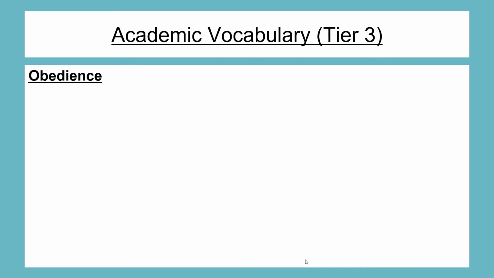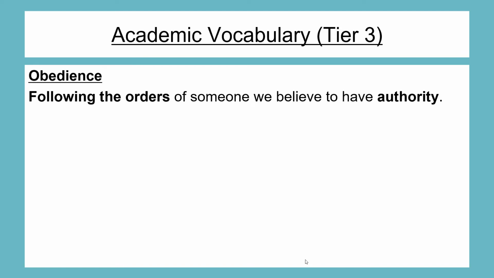It's an easy one to mix up in the exam. We simply cannot use the word obey, which is a common mistake. So a good exam definition goes like this. Obedience is following the orders of someone we believe to have authority. The key bits of the definition there are following orders and authority.